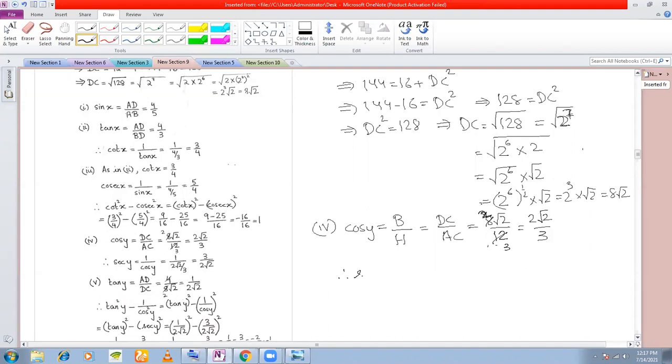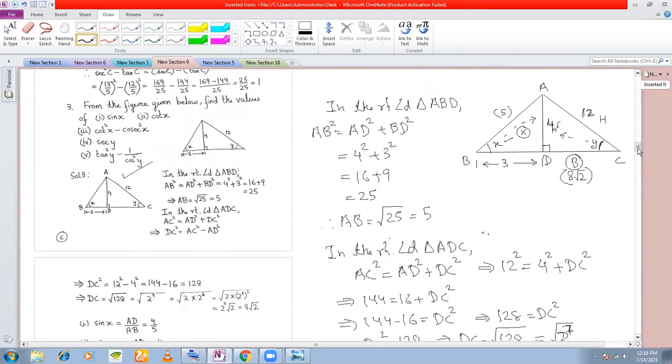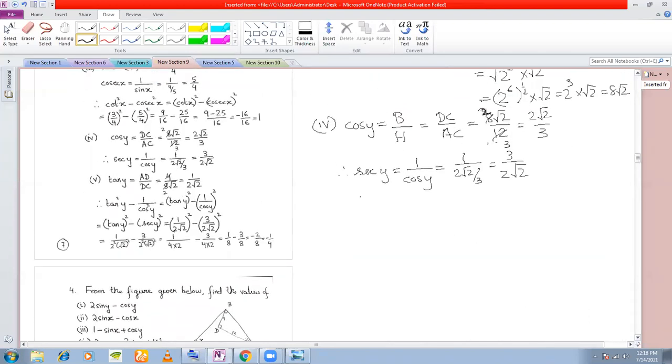So therefore, what is sec y? It is the reciprocal of cos. 1 by 2 root 2 by 3, which is 3 by 2 root 2. So that's sec y. Next, we have to calculate tan square y minus 1 by cos square y. Now, cos y we have already got, right? So only we need to calculate tan y. How much is tan y?